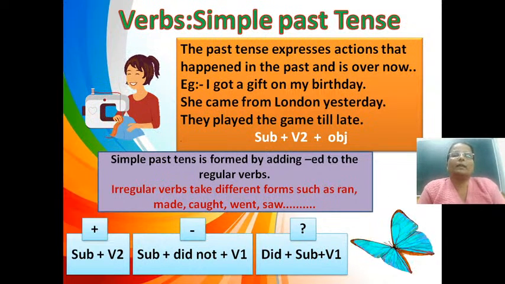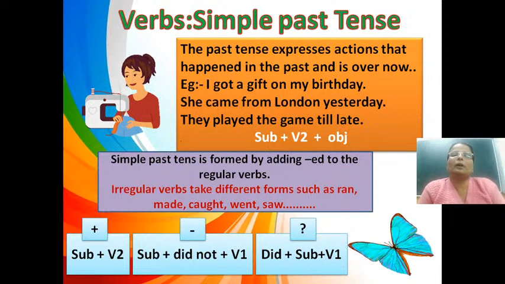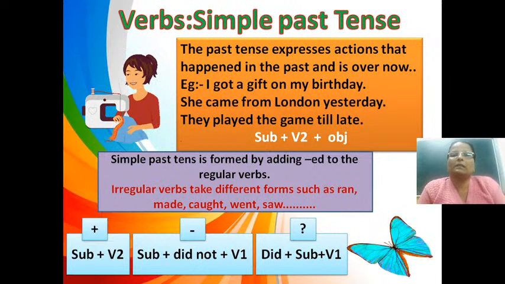So how do we make it? There is no special rule. You have to learn it like you are learning the multiplication tables, subtraction tables, like that. You must learn these past tense forms. By practice you will be able to learn.